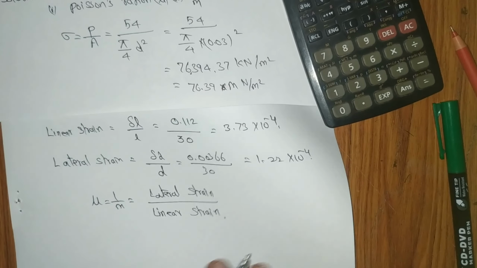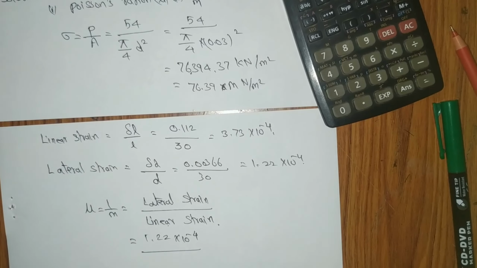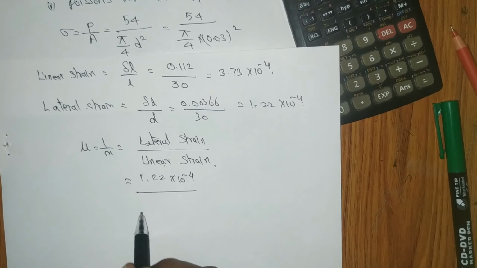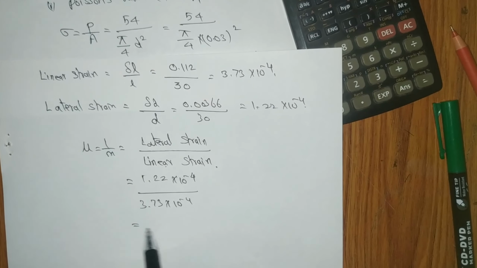This is the formula, right? We identify this as lateral by linear, not linear by lateral. Kindly note down lateral by linear. Right? We apply 1.22 into 10 to the power of minus 4 divided by 3.73 into 10 to the power of minus 4. If you do the calculation, you will get 0.327 as your Poisson ratio value.